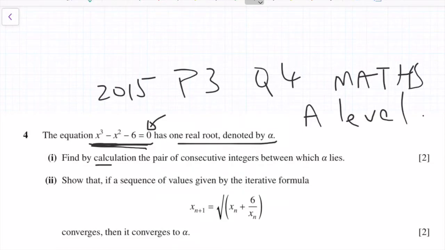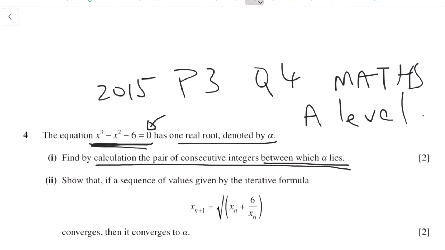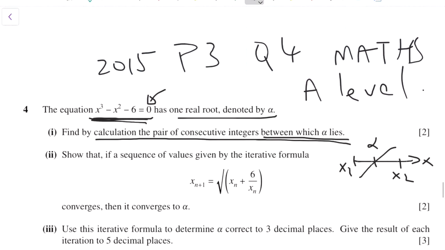So find by calculation the pair of consecutive integers between which alpha lies. We are told they are integers and they are consecutive. So if I draw a quick x-axis here, this is alpha, and then you have two values of x, x1 and x2, which will be two consecutive integers. So clearly there's a change in sign, and that's exactly what we would exploit.